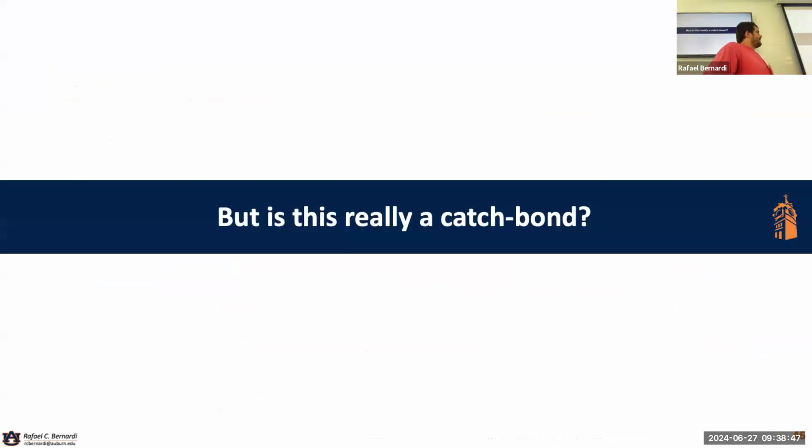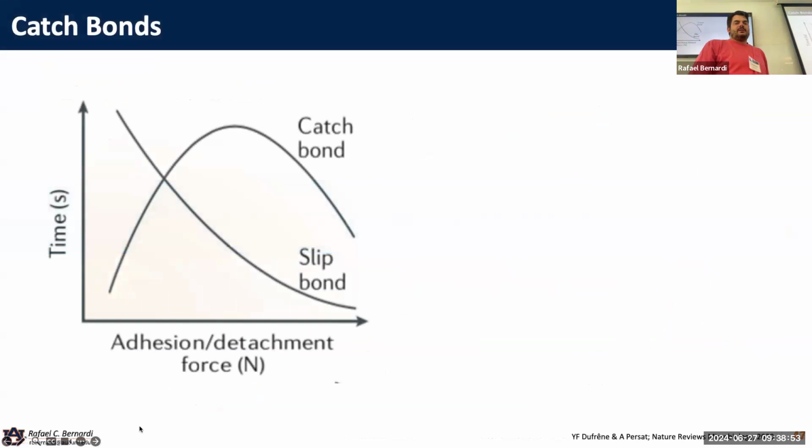Then the question at the time was, was this really a catch bond? We could not measure that because I mentioned it briefly before. A catch bond is a bond that as you apply force, it lives longer. So the more force you apply, the bond actually lives longer until a certain point. You know, there's a limit, of course. A slip bond, a common bond, is the opposite. If you apply force to a slip bond, it lives less. So if you apply tension, the bond is going to rupture earlier, which makes more sense, right? But the catch bond is the opposite. The more force you apply, the longer the bond lives.